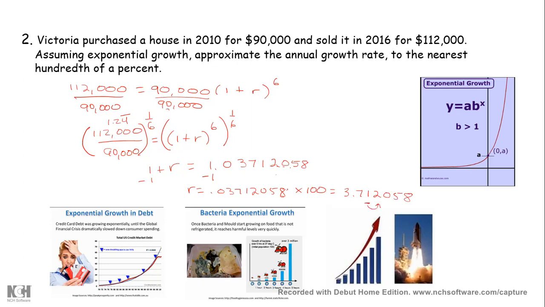And it says to round to the hundredth place. So if you look to the right of the hundredths place, the thousandths place, it's a 2. So we don't have to change any numbers. The final answer is going to be 3.71%.